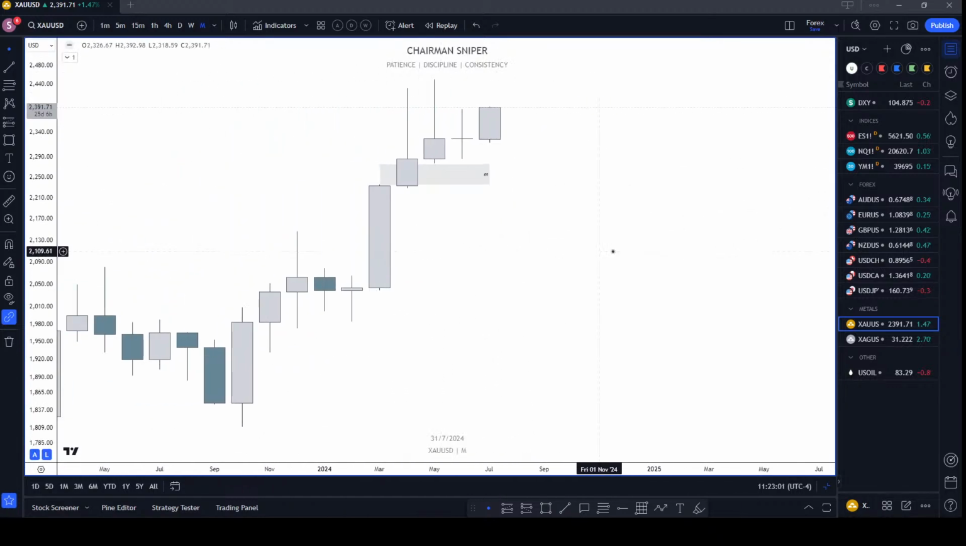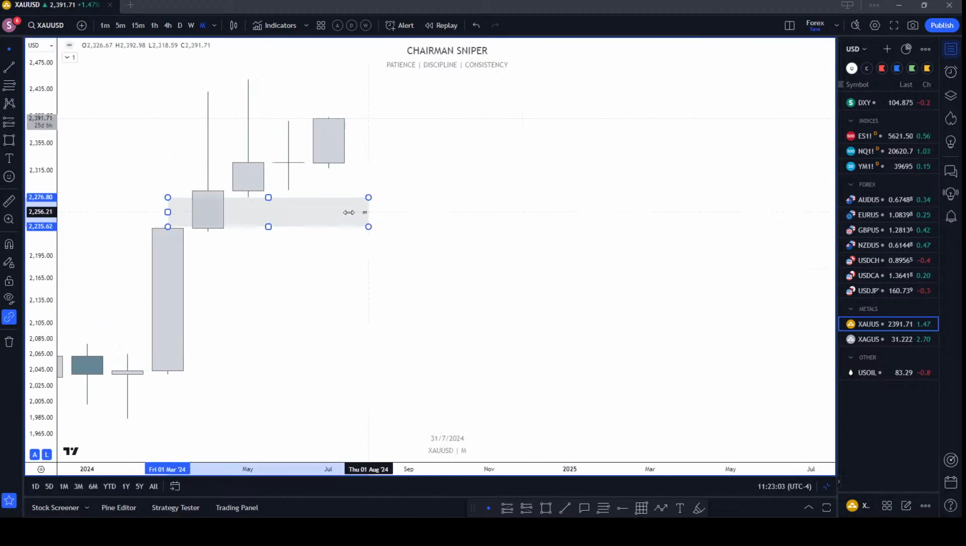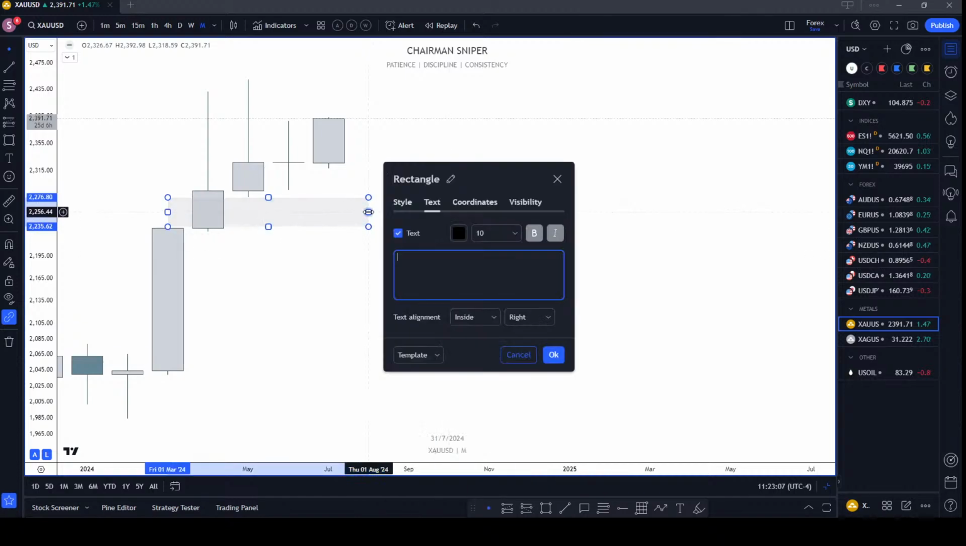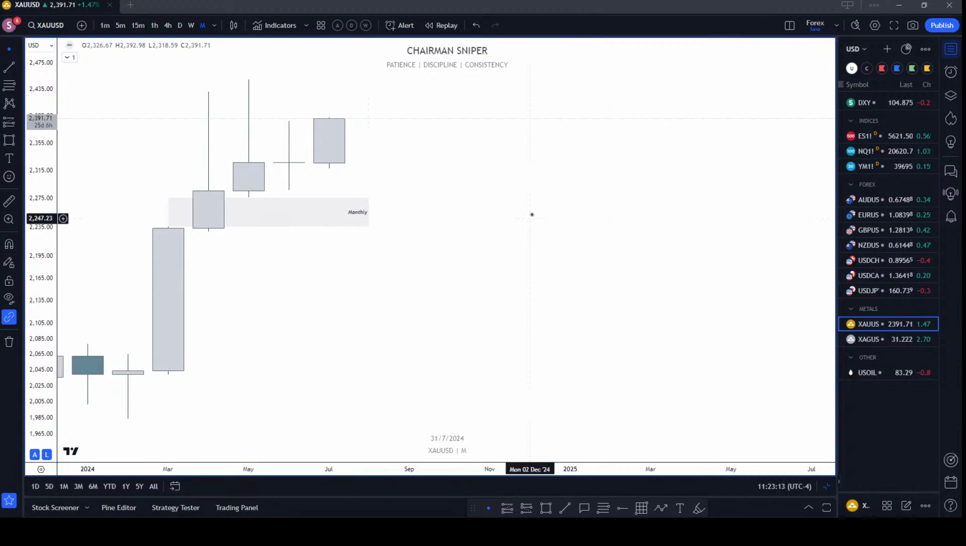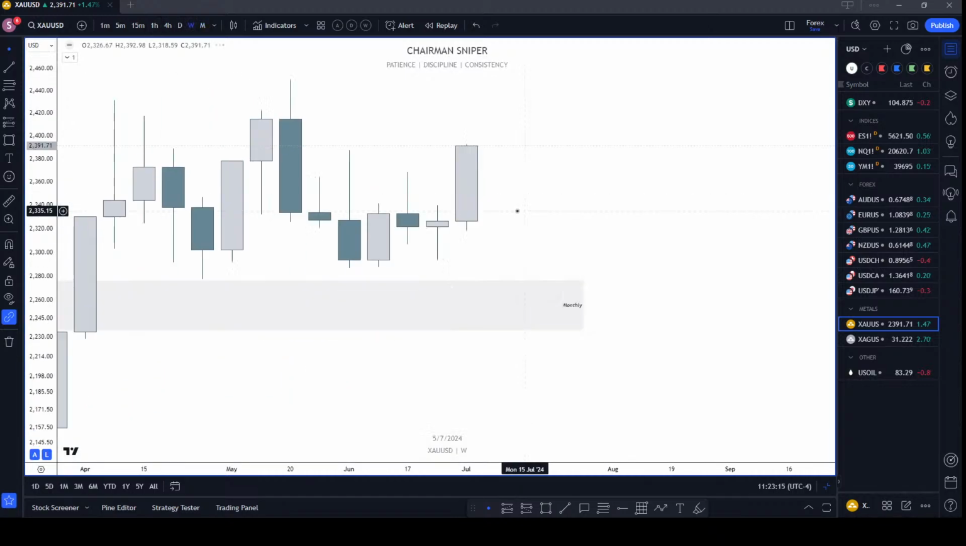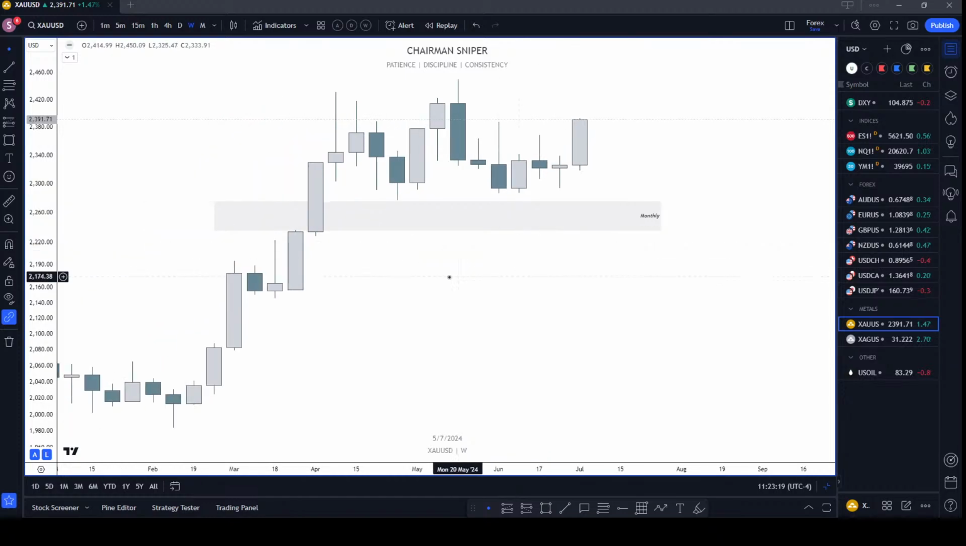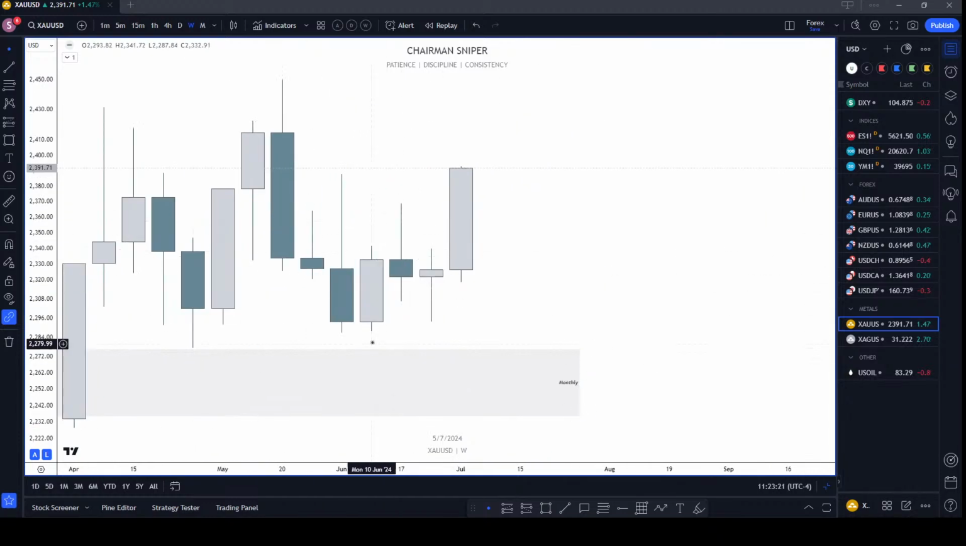Gold. Right, gold never came into this monthly fair value gap, which I'm not too happy about. I really wanted this monthly fair value gap to get tapped. Would have been very nice to see. On the weekly, we have started to create a fair value gap higher. We still have the potential to take out all these lows and then come into this. Keep that in mind.